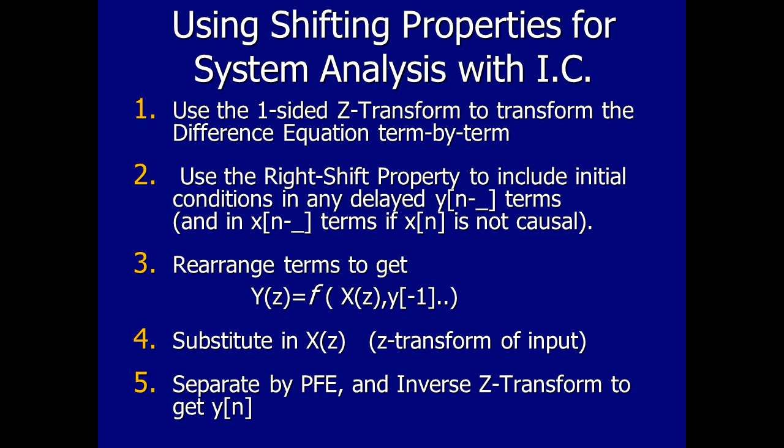So now I have y of z times this. I'm going to have to bring this over here: x of z plus 1/2 y of minus 1. And then this is multiplied by this, so I think I'll have to divide everything by that, and get the output transform in terms of x of z and the initial condition.